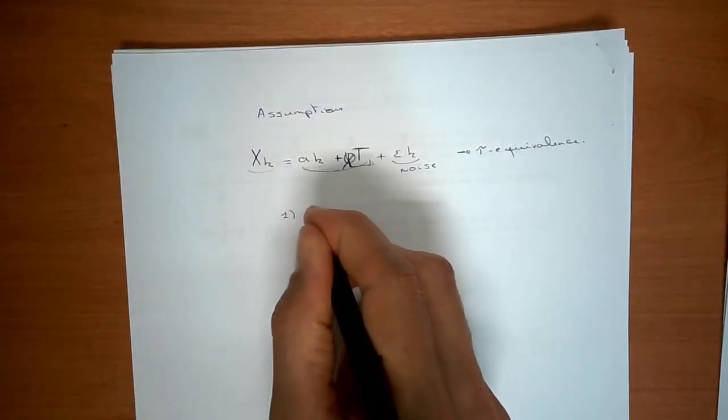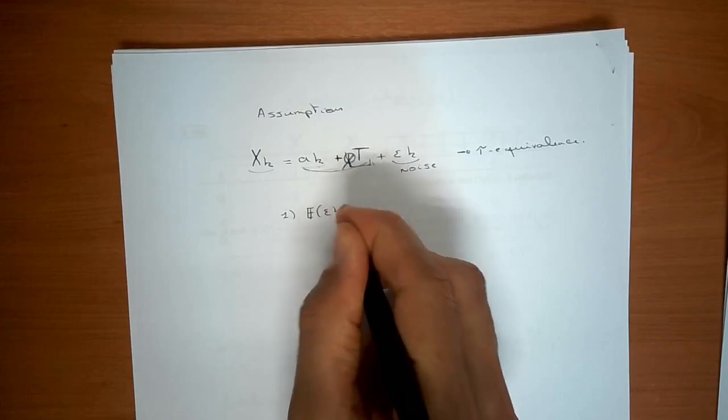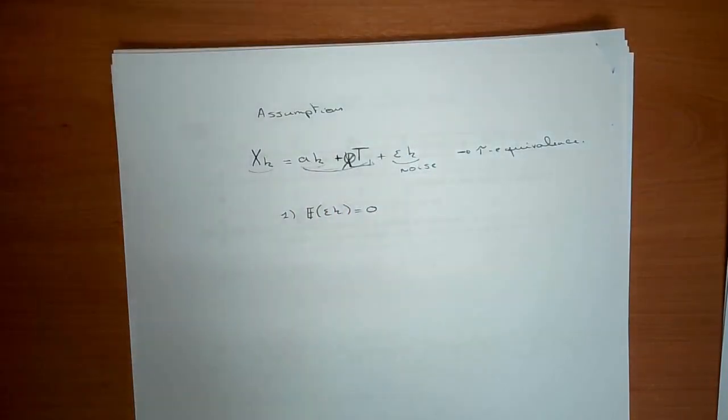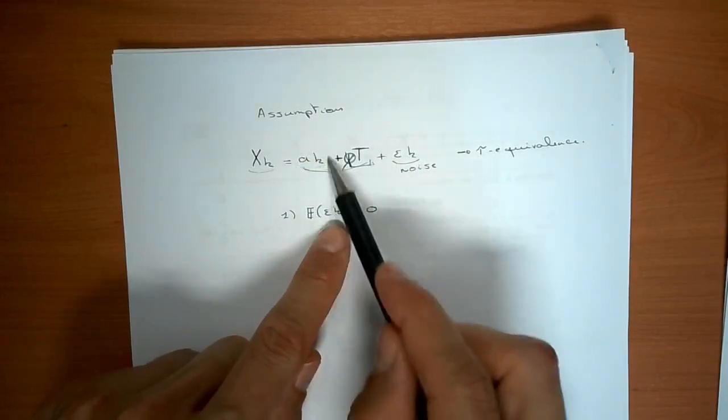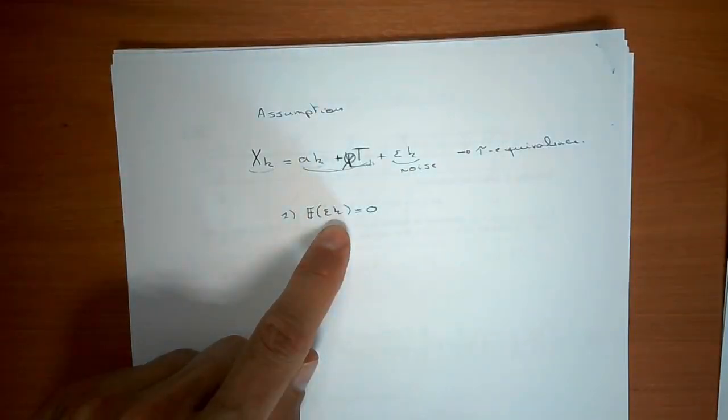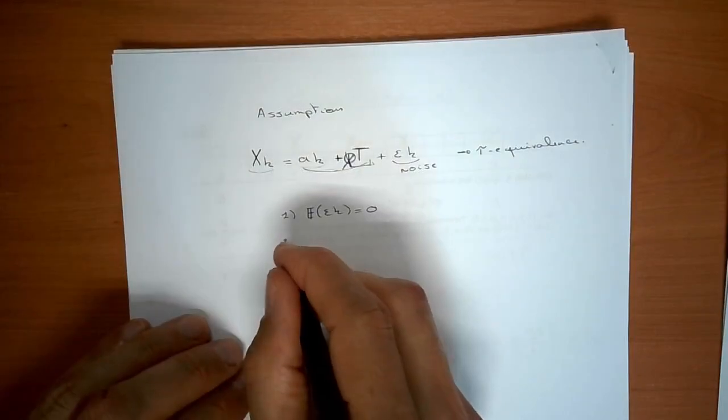First, the mean of the noise is equal to 0. That's not really a strong assumption, because if the mean of the noise were not 0, you would just incorporate it into the constant a_k. So that's basically an innocuous assumption.